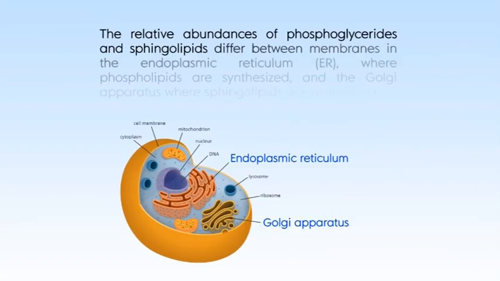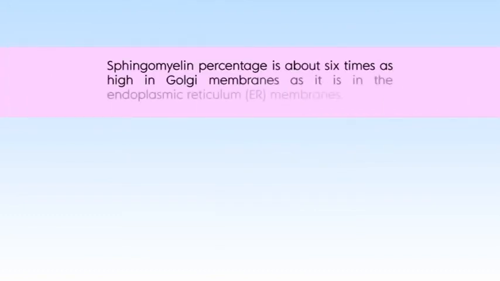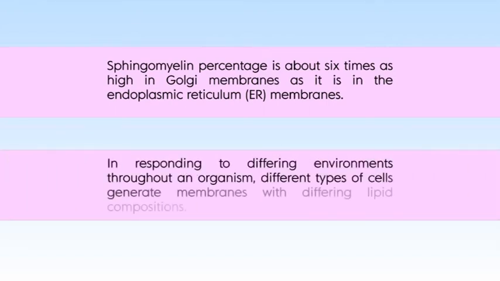For example, the relative abundances of phosphoglycerides and sphingolipids differ between membranes in the endoplasmic reticulum, where phospholipids are synthesized, and the Golgi apparatus, where sphingolipids are synthesized. Sphingomyelin percentage is about 6 times as high in Golgi membranes as it is in the endoplasmic reticulum membranes. In responding to differing environments throughout an organism, different types of cells generate membranes with differing lipid compositions.